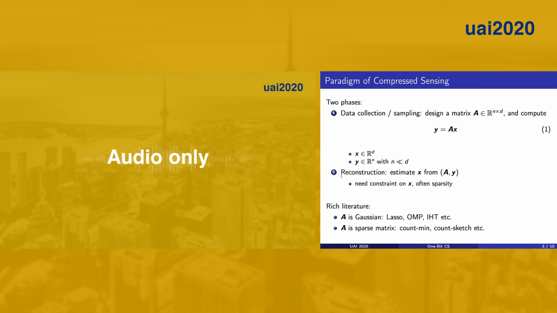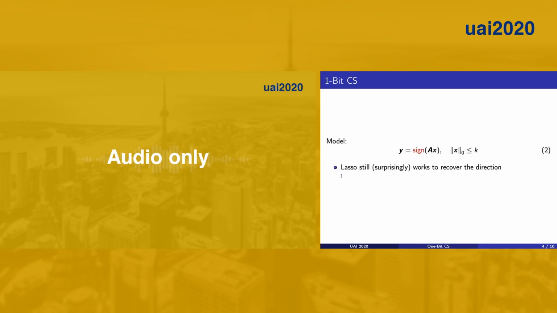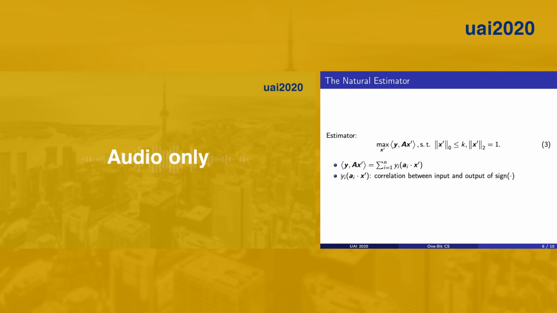So this is the standard pipeline for compressed sensing, but in this paper, we studied the one-bit compressed sensing model. So instead of recording the product A times x, we just record the sign of it. So here, the measurement y is sign of A times x. And again, we have to assume that the number of non-zero elements of x is less than some parameter k.